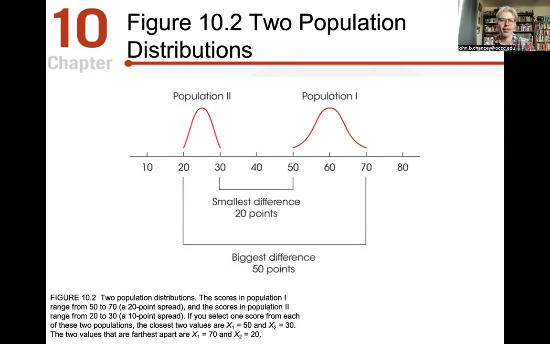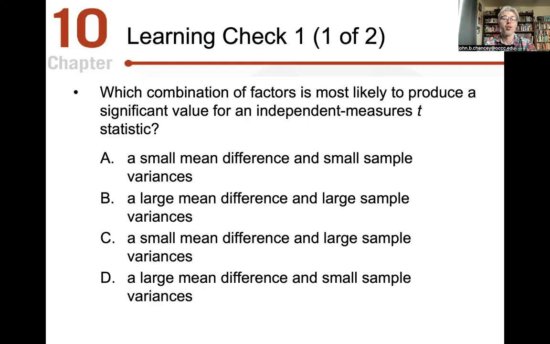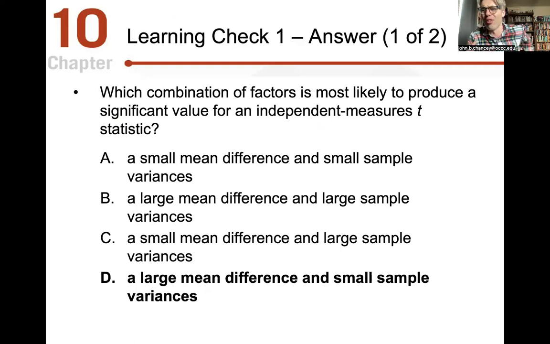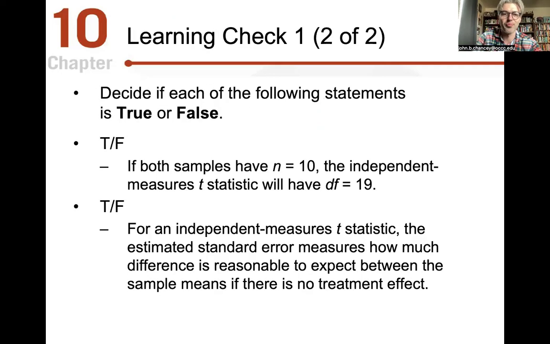So just mathematically, it makes sense: when the mean difference is high and sample variance is low, we're more likely to get those higher t statistics, which means we're more likely to get significant results. So hopefully that makes sense. If it doesn't, please ask, please send questions.